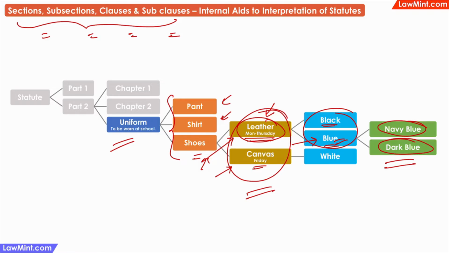Right? But when it comes to pant or shirt, the statute doesn't specify anything about which day what to wear. So it can be interpreted that pant and shirt should be worn on all days if the student comes to school. You can also argue that since nothing is mentioned, pants and shirts are not mandatory on Saturdays and Sundays. So you can see that by using subsections, clauses and subclauses to make a section more specific, the possibility of ambiguity, confusion or misinterpretation can be avoided.